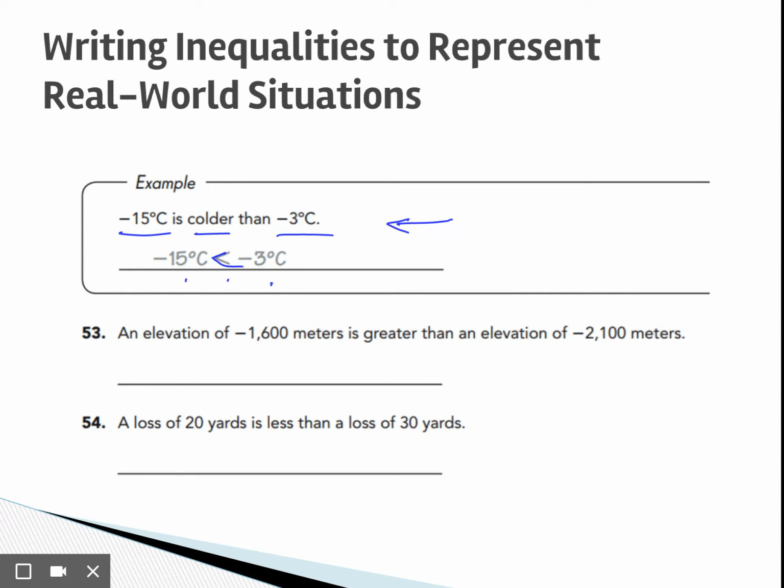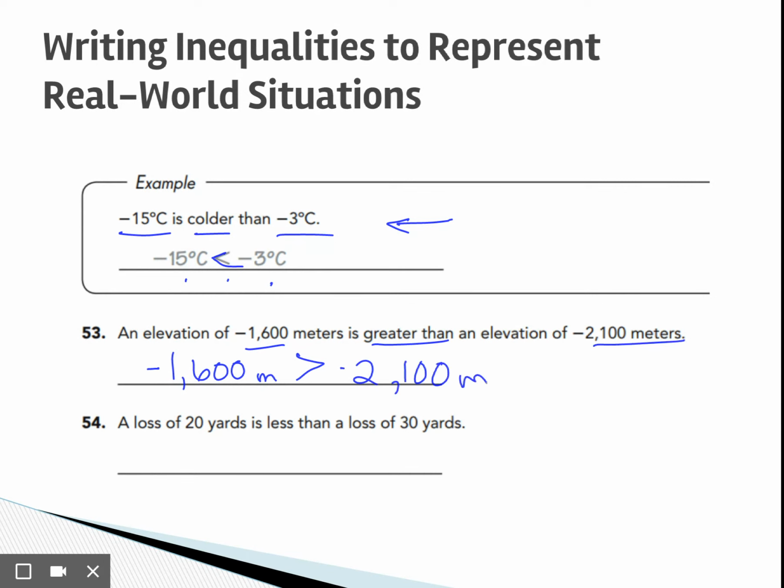So try number 53. An elevation of negative 1,600 meters. So I'm going to put that one first. Negative 1,600 meters, I'll abbreviate with an N, is greater than. So my mouth is open to that. An elevation of negative 2,100 meters.